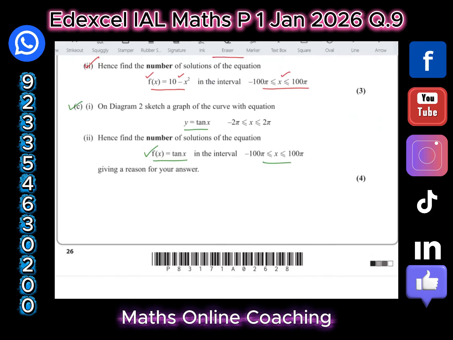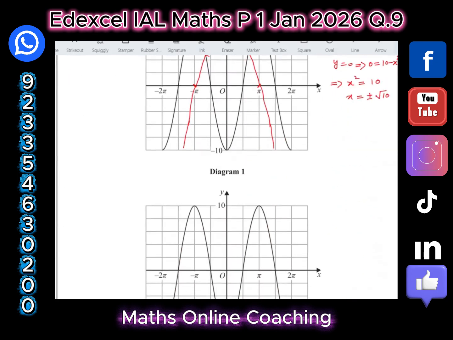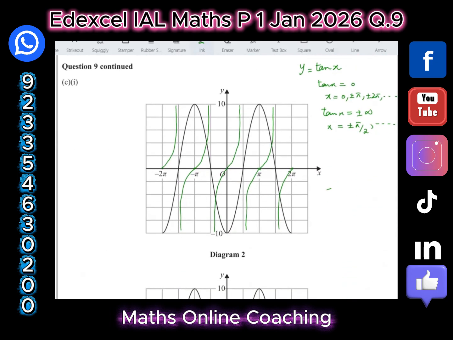And part 2 is hence find the number of solutions of the equation f of x is equal to tan x within the interval minus 100 pi to 100 pi. Now, we want to take the solutions of the equation f of x is equal to tan x. f of x is the graph which is given and tan x is drawn here. So to find the solutions of this equation, we have to take the points which are common to both the graphs, which are the intersection points of the curves. And those points are number 1, number 2, next is 3 and 4.